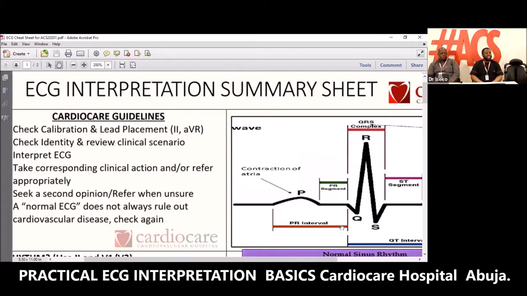The second thing is to check the identity, so that you're not acting on the wrong patient. It can happen that you see somebody has MI and you forgot to check which patient the ECG belongs to. Or you're looking at a child's ECG, not an adult ECG.